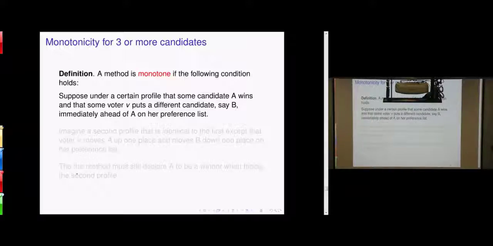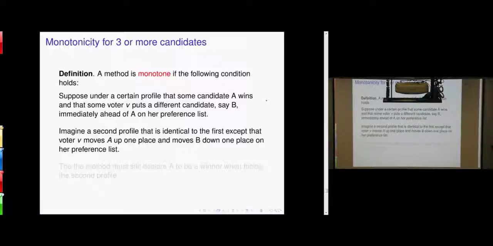So suppose in the first election, when A wins, this voter V puts a different candidate B immediately above A. So this voter V's ballot looks like this: A is here, B is there. There are lots of other ballots, but on voter V's ticket, you have this situation. This voter V put B immediately ahead of A. Okay, right? So this is the setup.